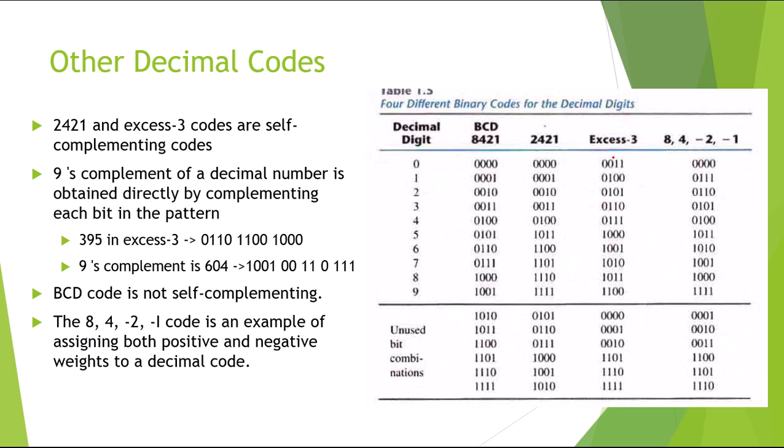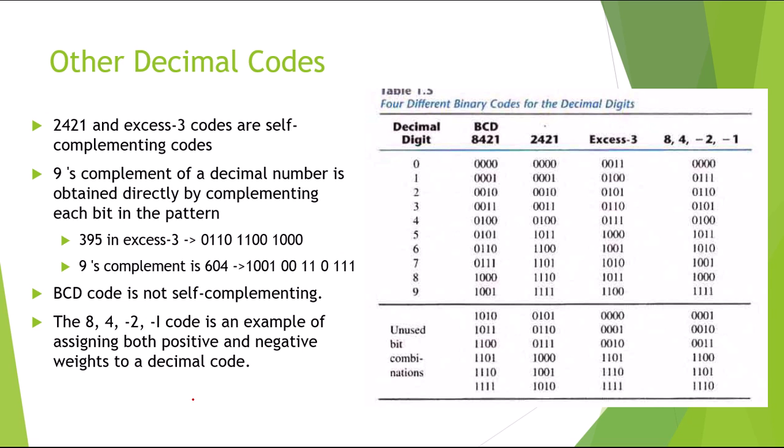Excess 3. Excess 3 is that we add 3 to the BCD of any decimal number, or I should say that we add 3 to the binary of the respective number. For example, if I talk about 0, I'll take the 4-bit binary of 0, and then add 3 to it, and in this form we get excess 3. Then we have 8 4 minus 2 minus 1. Again, these are the weightages given to the bits. Starting from the least significant bit, its weightage is minus 1, second minus 2, 4 and 8.